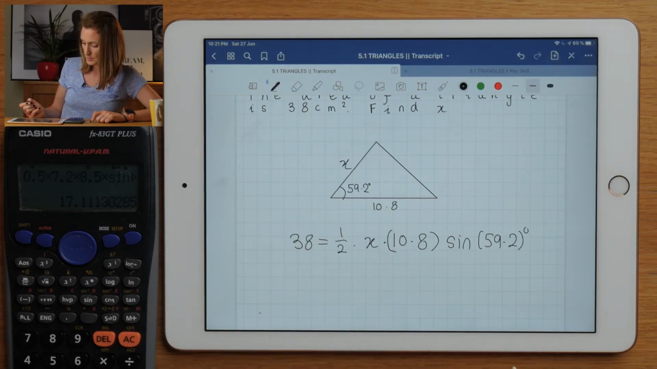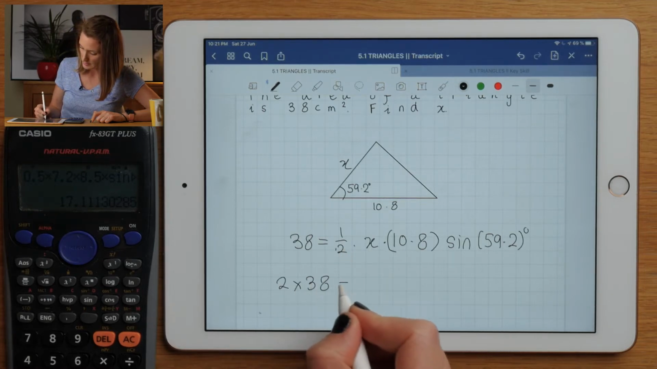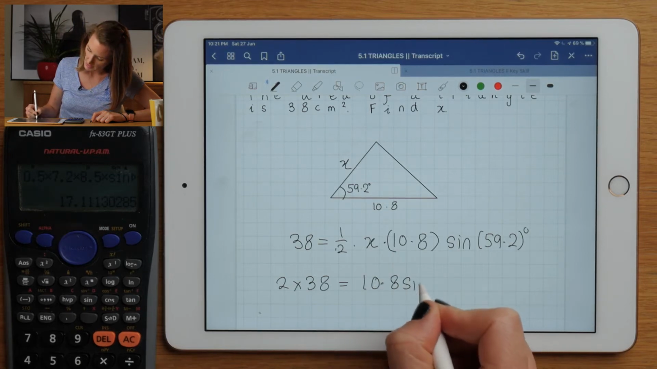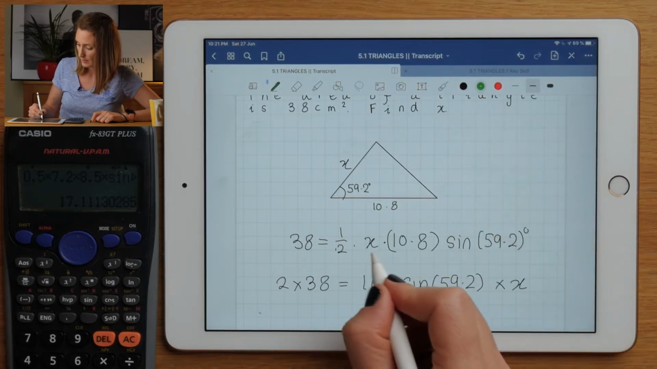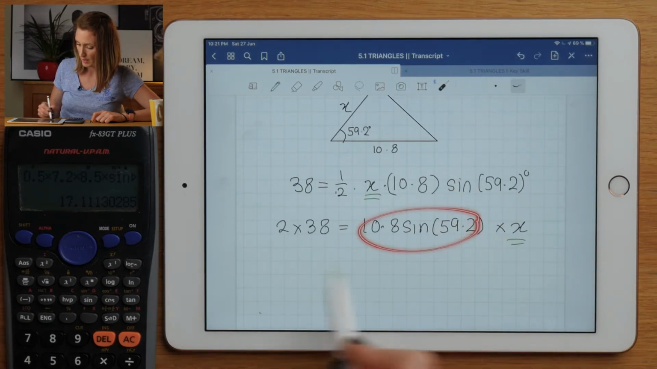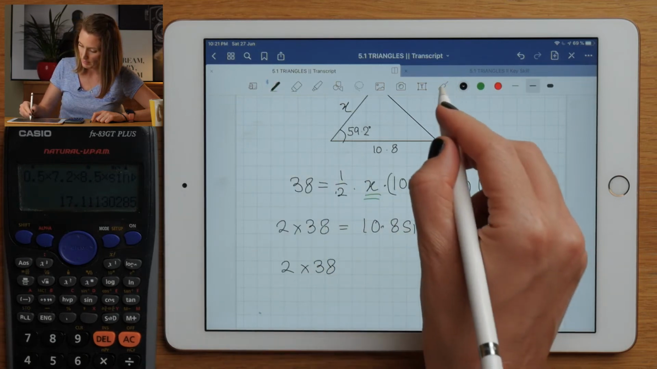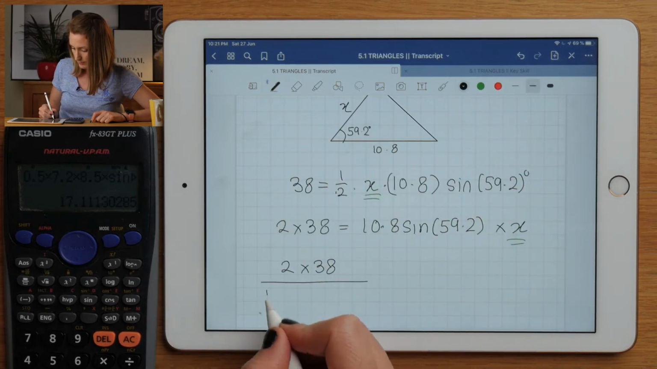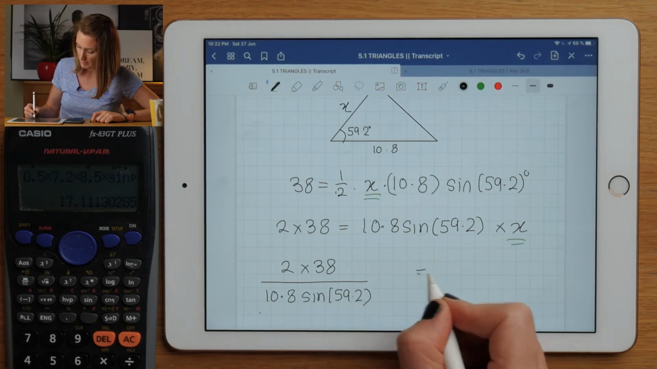Okay, so what I'm going to do here is, first of all, take this divide by 2 and put it up. So it'd be 2 times 38, which equals 10.8 sine 59.2 times x. I'm going to keep my x here on the end. So I'm going to move this times by over here to become a divide by. So my fraction will look like this: 2 times 38, because remember that was divide by 2, divided by 10.8 sine 59.2, and that should get me the answer for x.